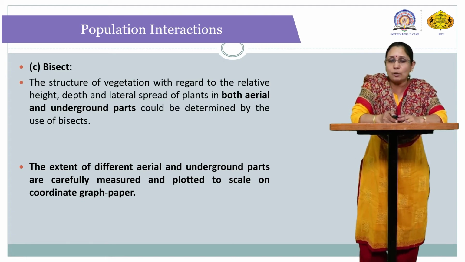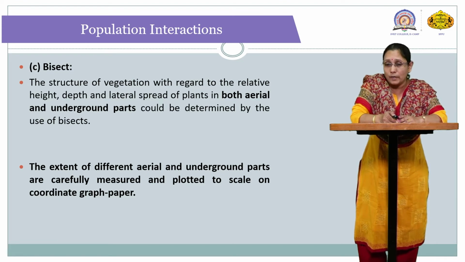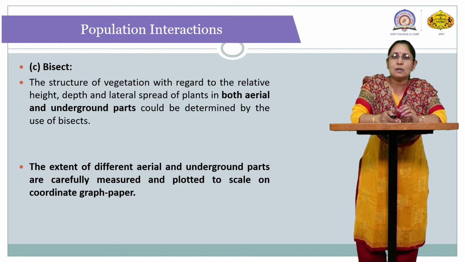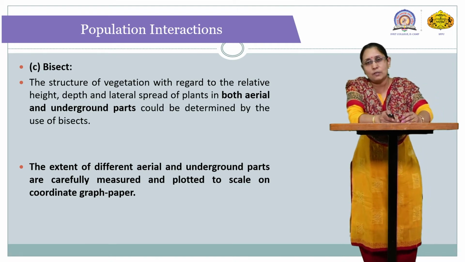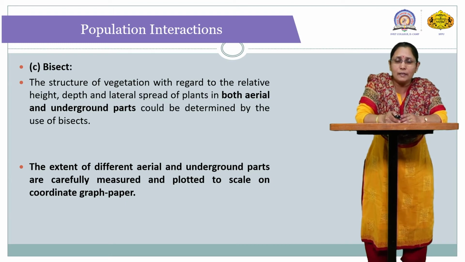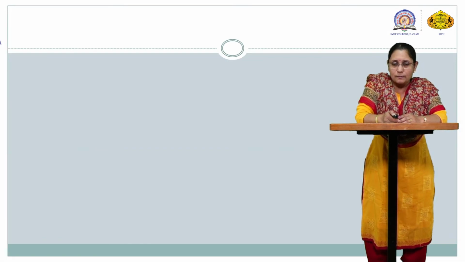Here the extent of different aerial and underground parts are carefully measured and plotted to scale on coordinate graph paper. With the help of this graph paper, the aerial view will be analyzed as well as the underground part, by using the bisect method. So this is the major significance, and you can say the difference between the line transect, belt transect and this bisect transect.